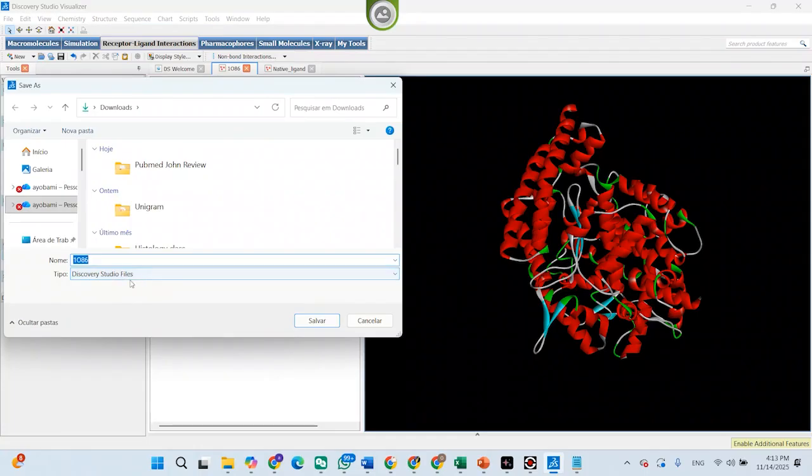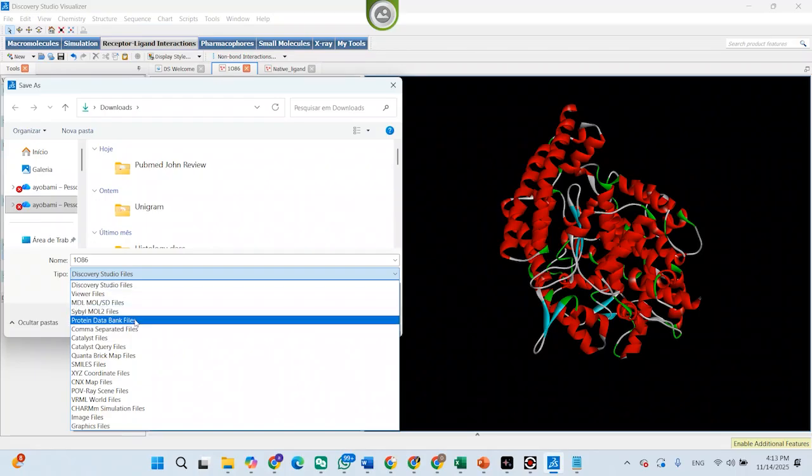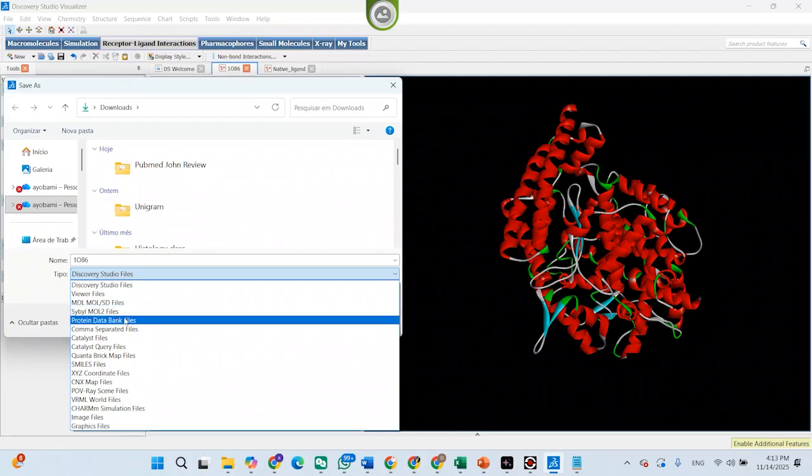Don't save as Discovery Studio files. You don't save as that. For the protein, you save as PDB, protein data bank files. That's how you save your clean protein, okay? Then your ligand, you save it as MOL SD files, okay? MOL SD files. You save your protein as protein data bank files.